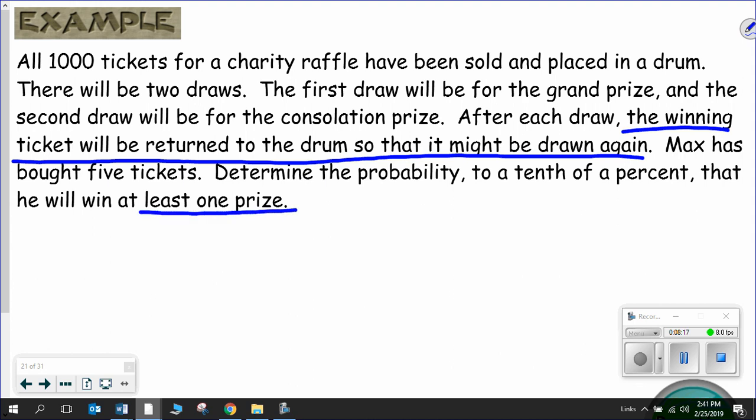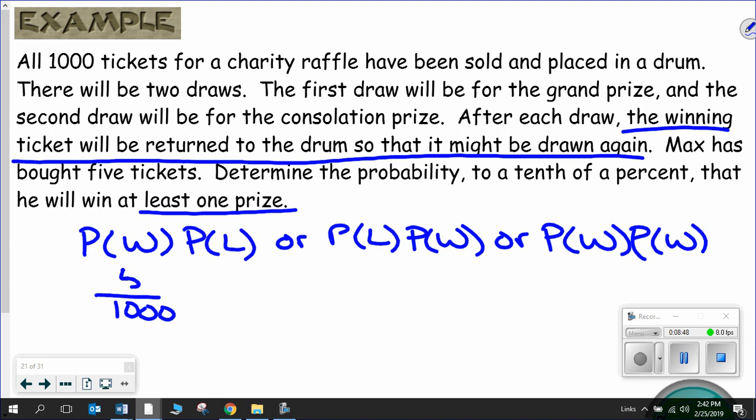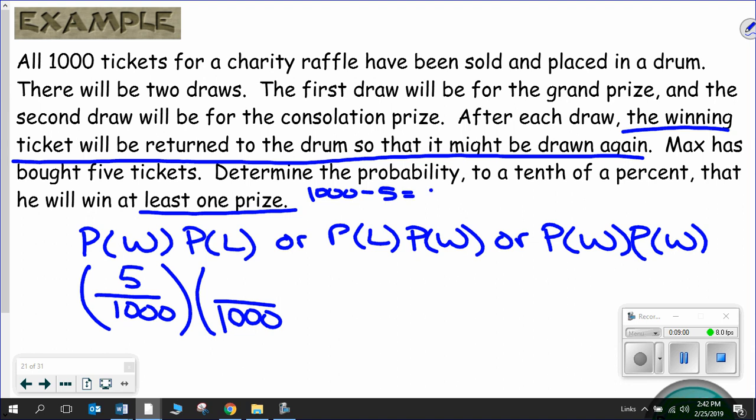So at least 1 prize means that he wins 1 or 2 prizes. So he might win the first prize and then lose the second, or he might lose the first and win the second, or he might win both. So now all I'm going to do is set that up. Out of 1,000 tickets, there are 5 that he has that will win. That ticket gets put back in, so there are still 1,000 tickets in the drum, and all the rest are ones that he will lose. So 1,000 subtract 5 gives me 995.